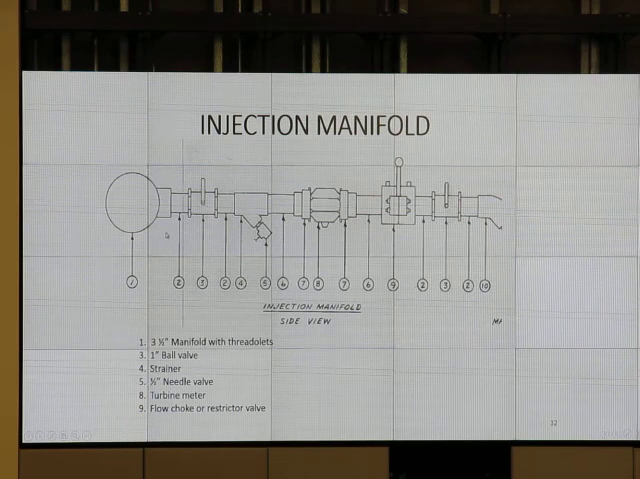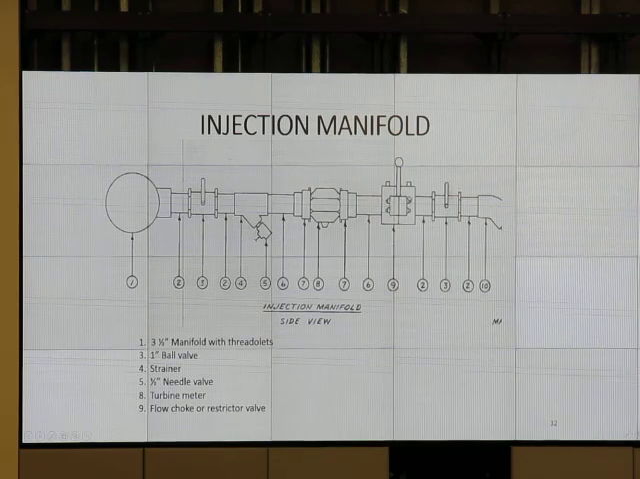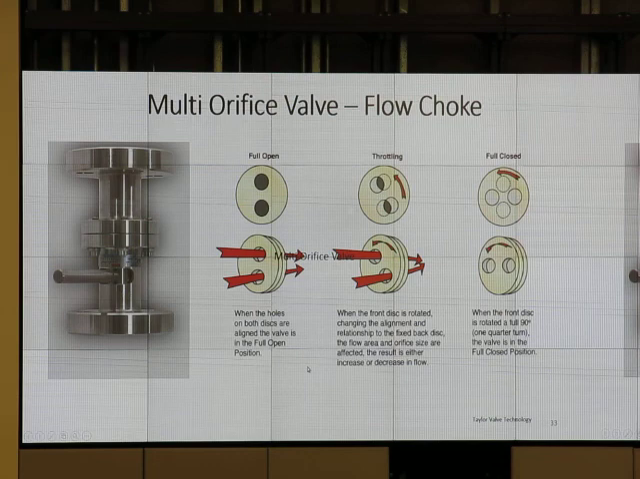So on a manifold, this is looking down the end of that manifold, we come out with a shutoff valve. Here's our strainer. We go through the meter, and then here's a flow control choke. They also had a small flow control at the wellhead. And then our line going on to the well. That flow control, most of the time, will look something like this.